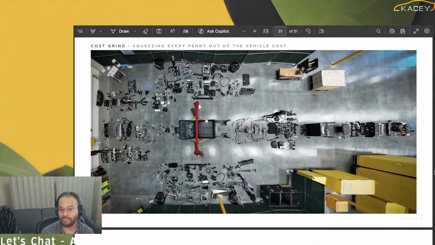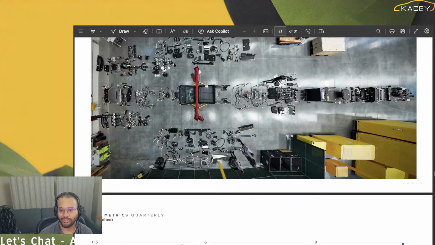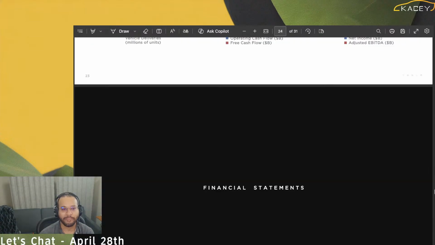Cost grind, squeezing every penny out of the vehicle cost. And here we see what appears to be an exploded Cybertruck, minus body panels and frame. They didn't touch on that on the call that I noticed. But it looks really cool. And more charts. Okay, so now, like I said, let's go on to the articles.